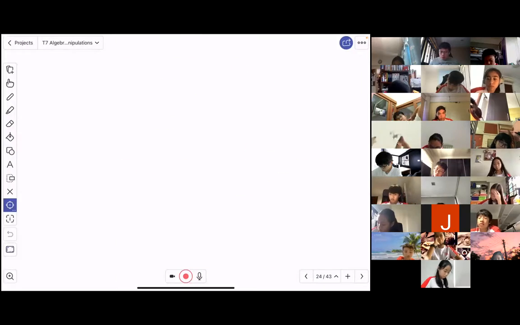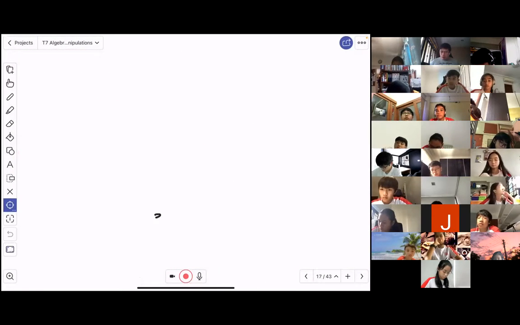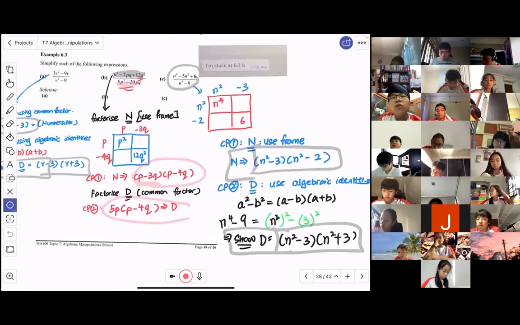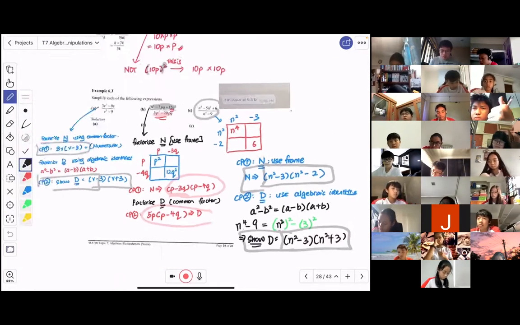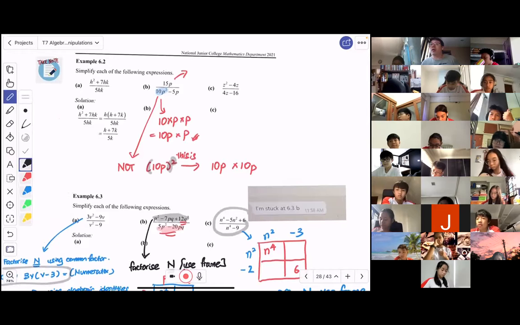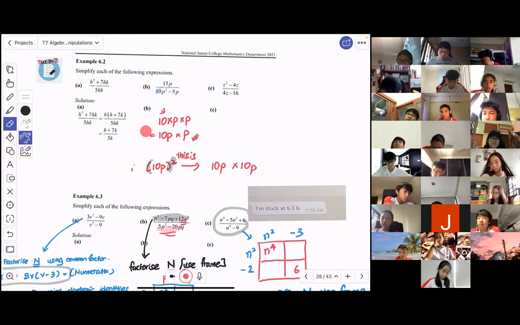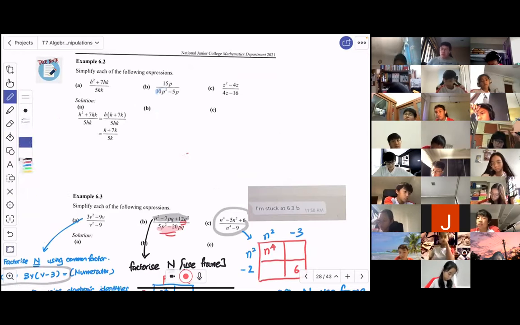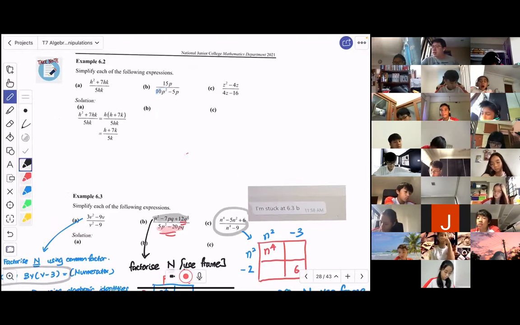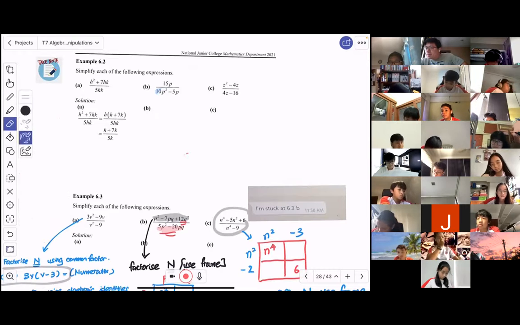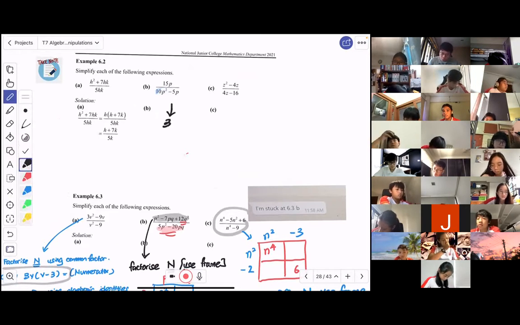Okay, before I go on, can I just check, has everyone done 6.2? Okay, I'm going to write the answer down for 6.2 first before I go to 6.4. For 6.2, your answer, I think, is 3 over 2p minus 1.